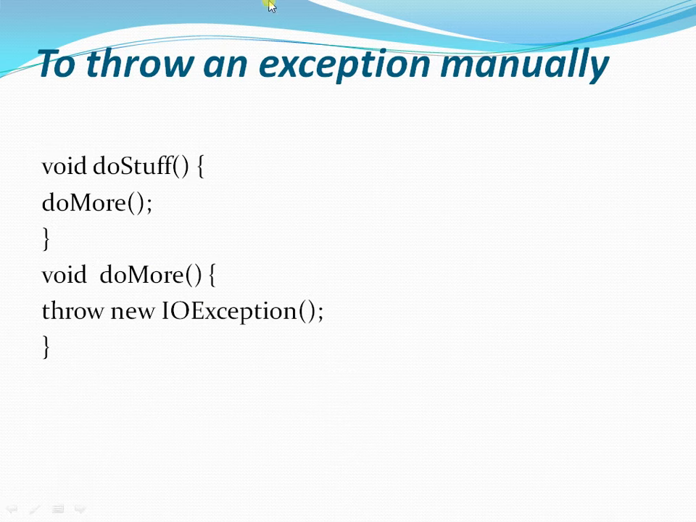Then to throw an exception manually, how do we do it? We use the statement called throw. Now what is throws? Throws is nothing but, if you don't want to handle the exception, you want your calling method to handle it, then we use throws.